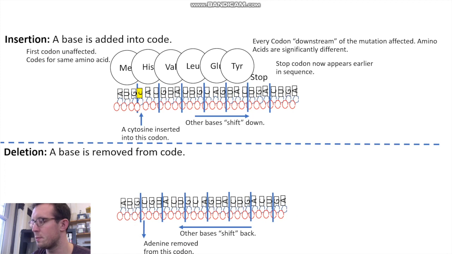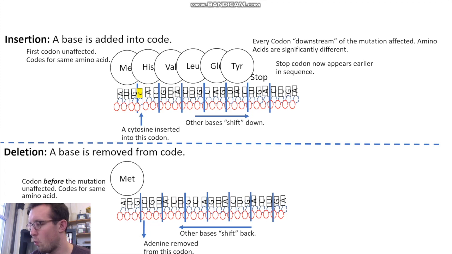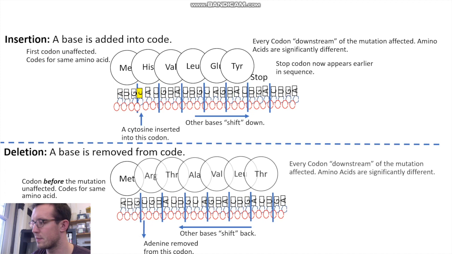So similar to the consequences of an insertion, with this deletion, the codons before the mutation are unaffected. They'll code for the same amino acids. But all of the codons downstream of the mutation are affected.